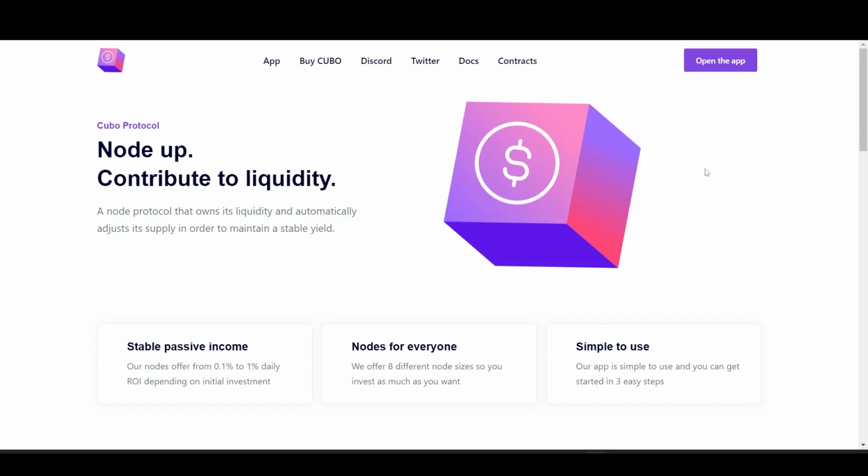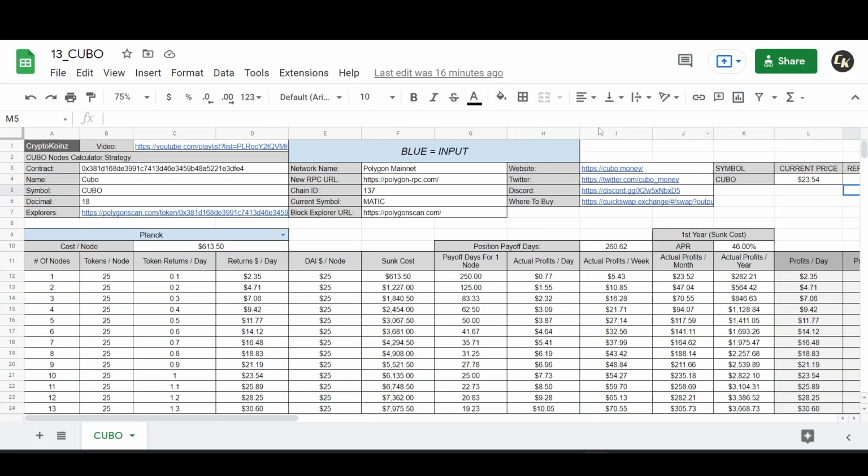Now let's run some numbers to see what we can expect out of this protocol. So here is the CUBO calculator, and at the top here you can click this link and it'll take you back to this video if you need any help in the future to use this calculator. This calculator is fairly easy to use since there are no taxes. It's easier to use. There's not much to do here, everything's automated.